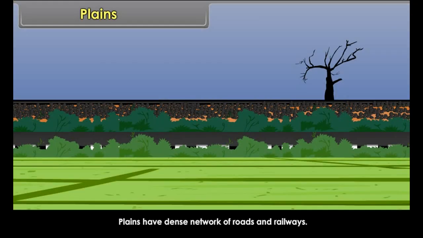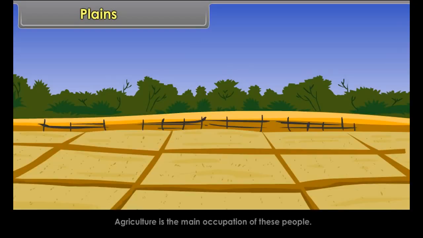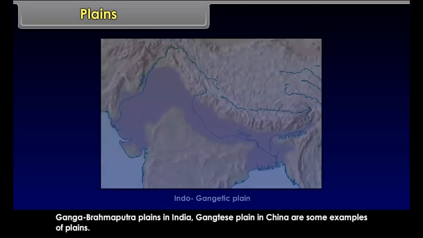Plains have dense network of roads and railways. Agriculture is the main occupation of these people. Ganga-Brahmaputra plains in India, Ganges plains in China are some examples of plains.